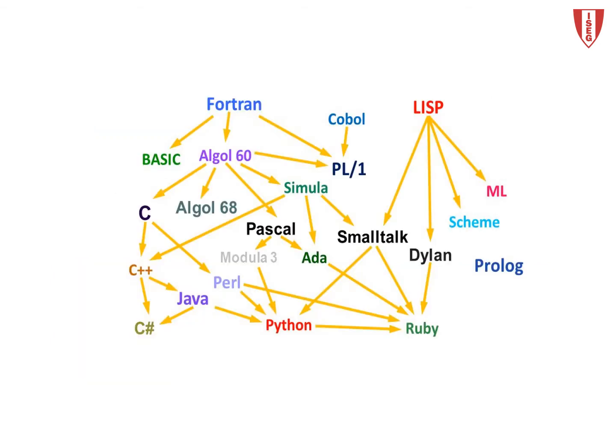Python is related to other languages. It has some characteristics similar to other programming languages, for example, Java, Perl, Smalltalk, or even Modula-2.